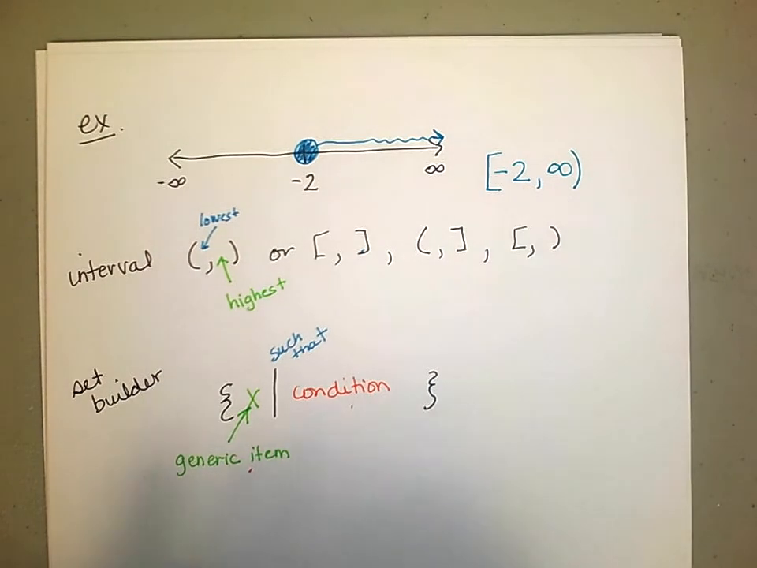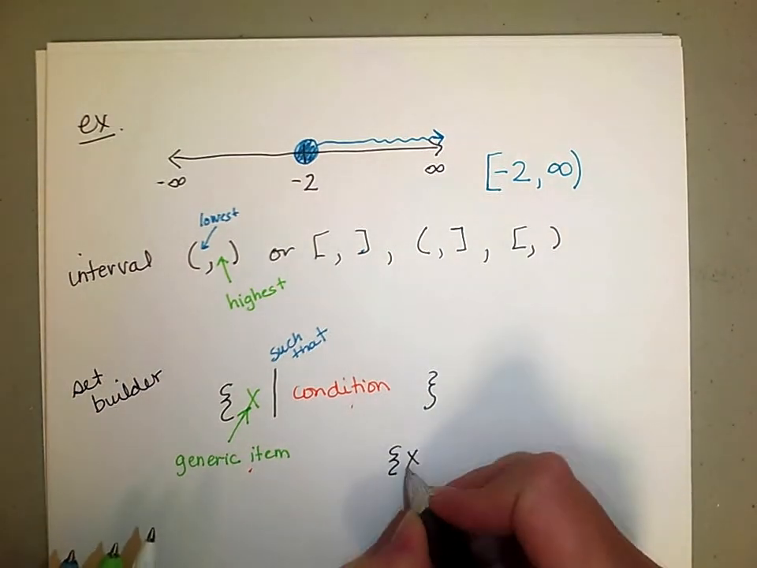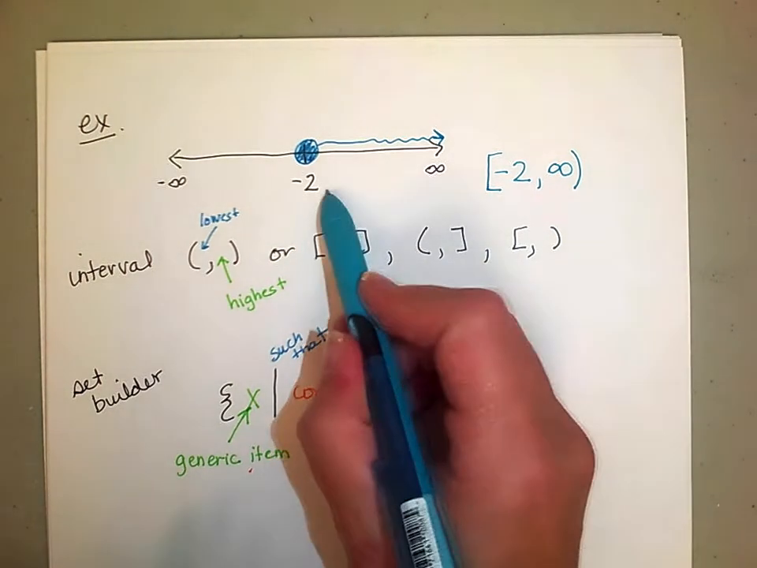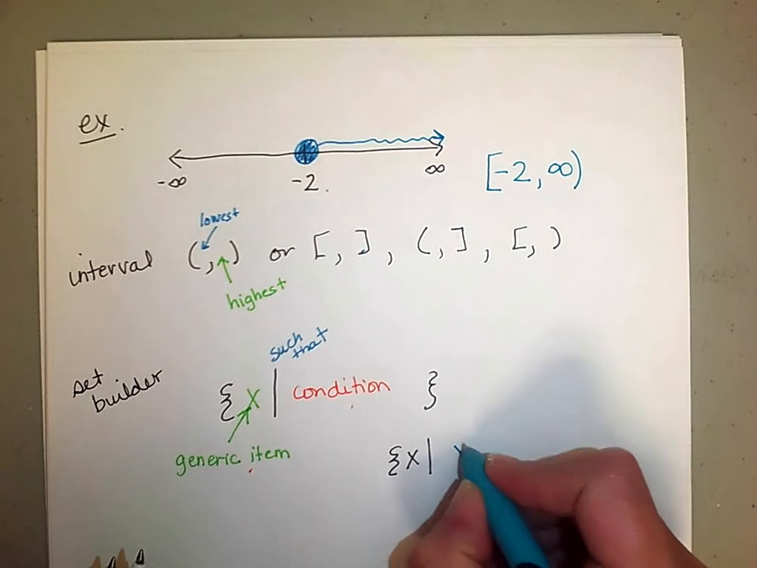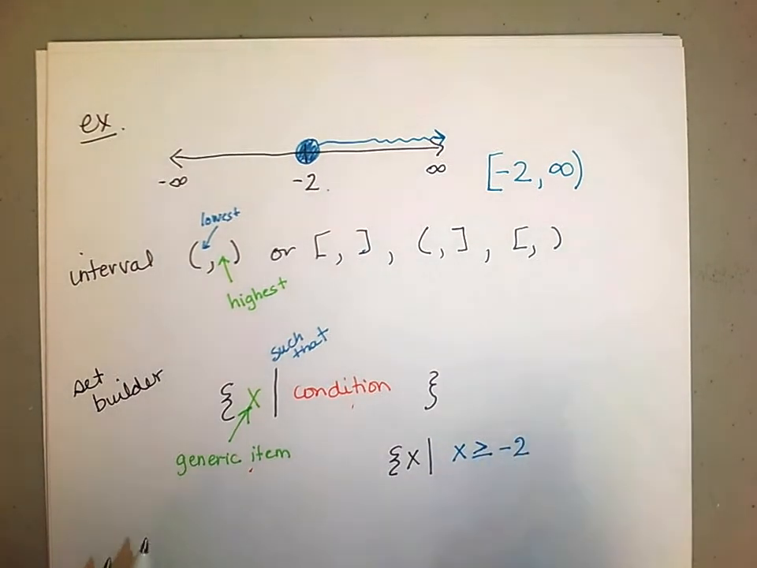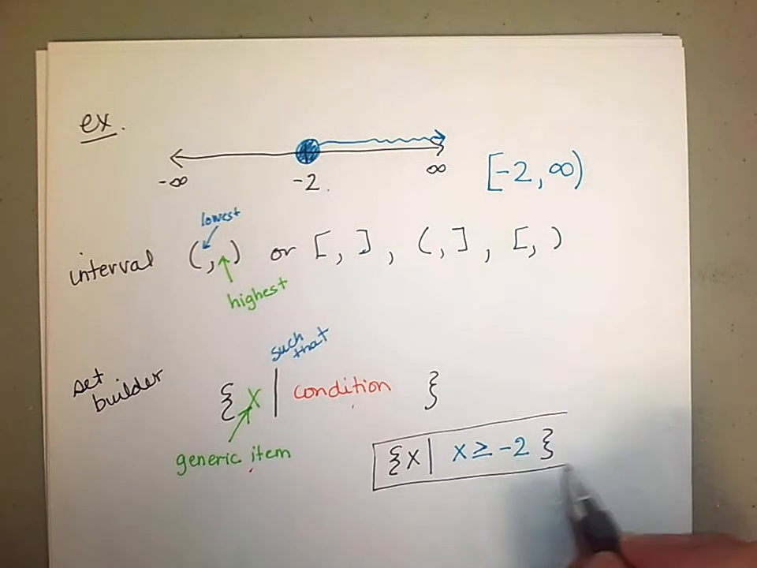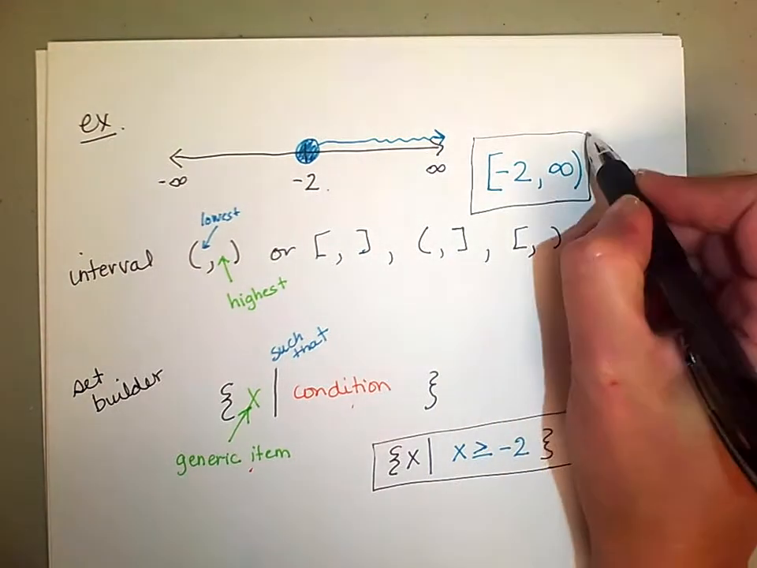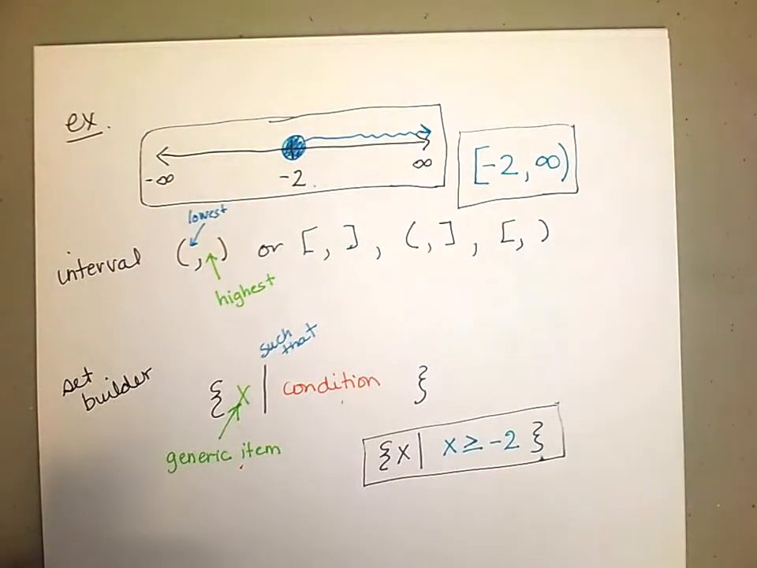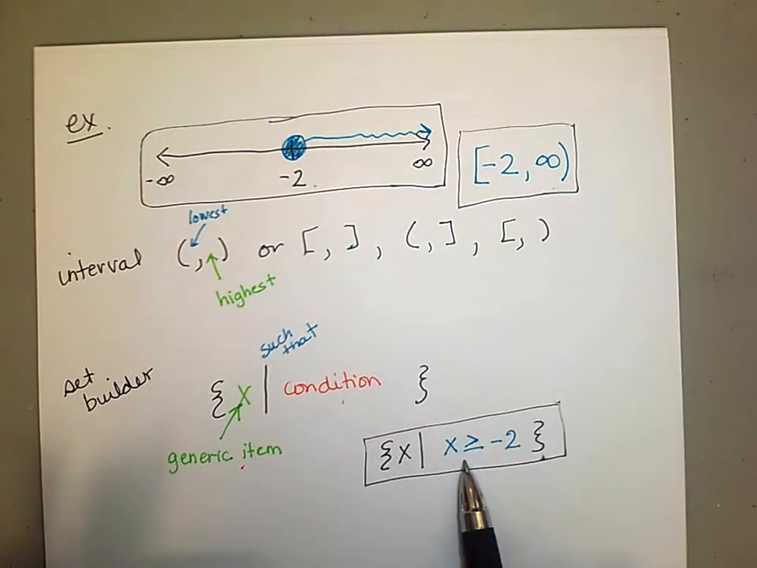So in our example, it will look like the set of all x such that, and then here is our criteria. Well, it has to be that x must be greater than or equal to negative 2. So these three are all ways to represent this set of numbers. This is the number line, this is the interval notation, and this is the set builder notation.